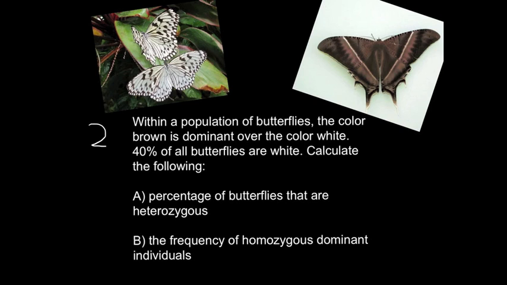Okay, so sample problem number 2. Within a population of butterflies, the color brown is dominant over the color white. 40% of all butterflies are white. Calculate the following. For part A, we're going to find the percentage of butterflies that are heterozygous. And for part B, we're going to find the frequency of homozygous dominant individuals. So that's going to have this genotype.